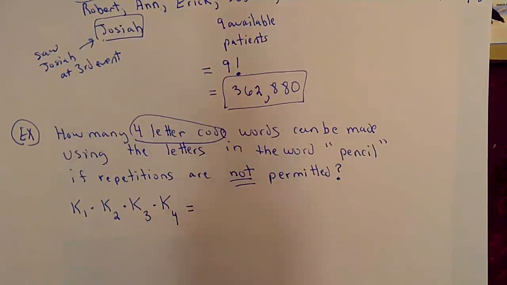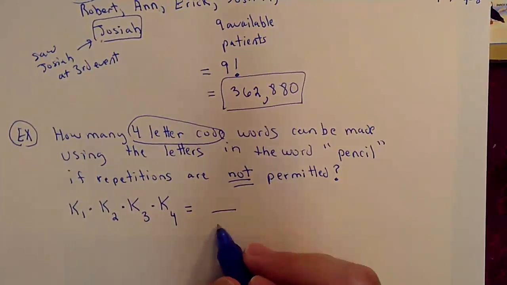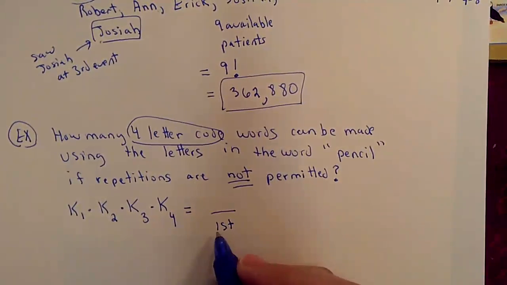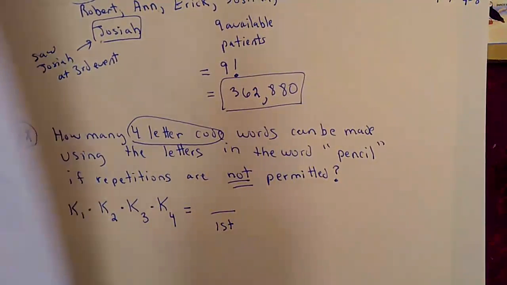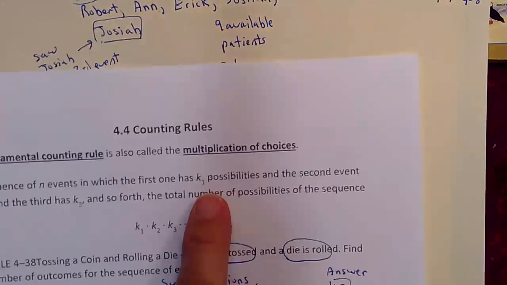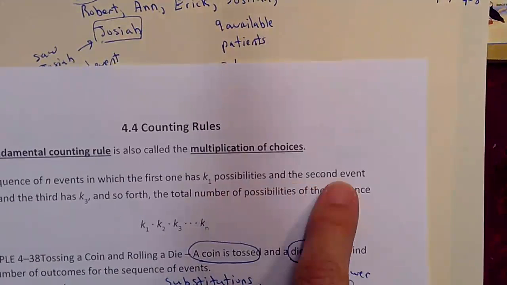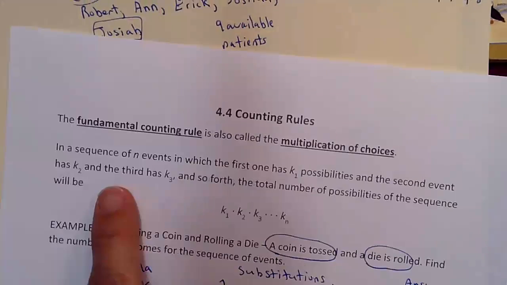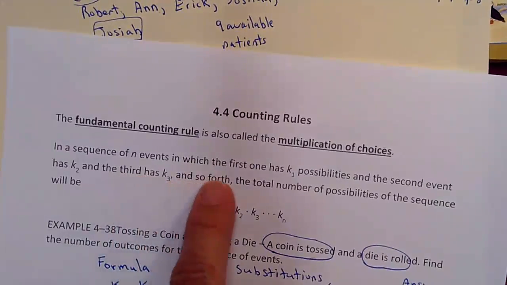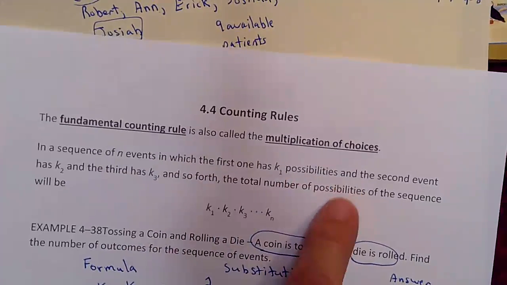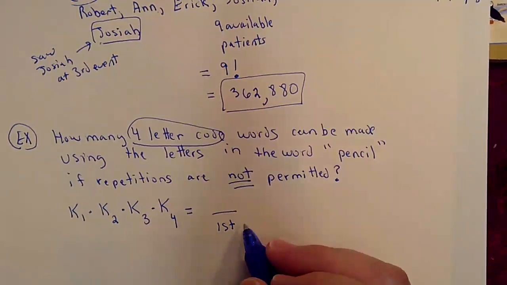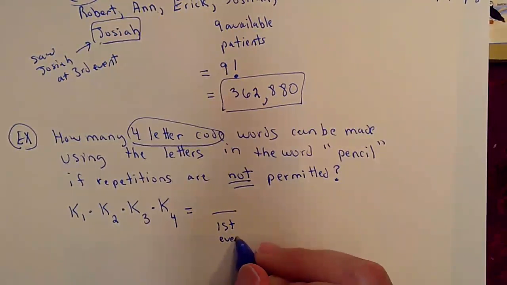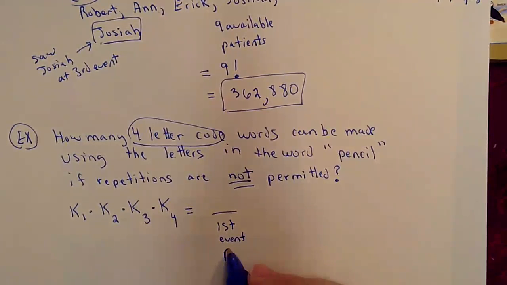Okay. And then for the first event, and the way they described it, I was just making sure event or outcome, but that's fine. It does say here K1 possibilities, and then the second event as K2 and the third event and so forth. So they do use events and then possibilities, so outcomes. So yeah, the first event works with the word pencil.